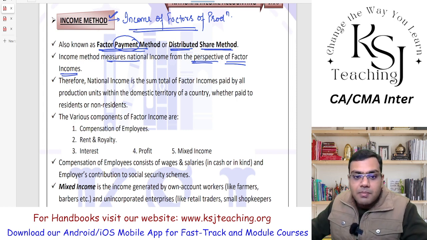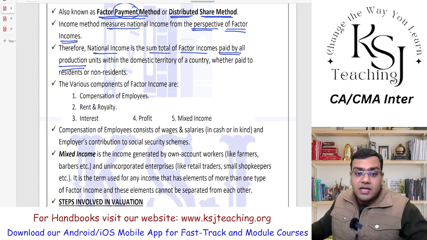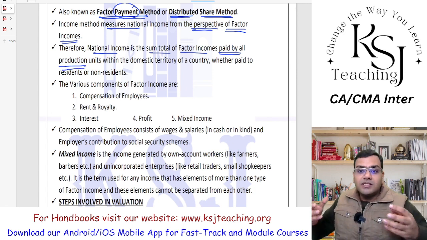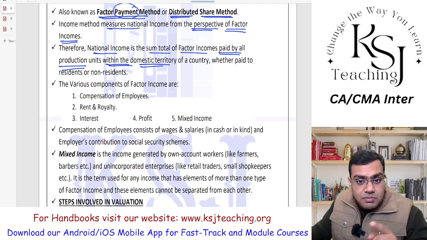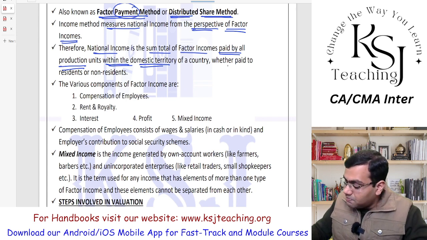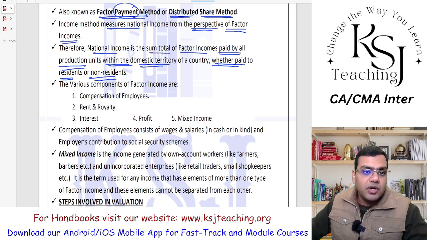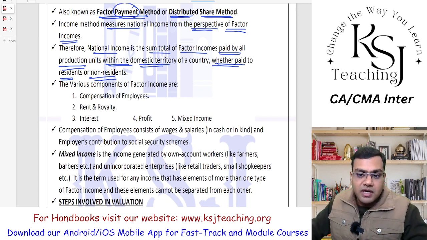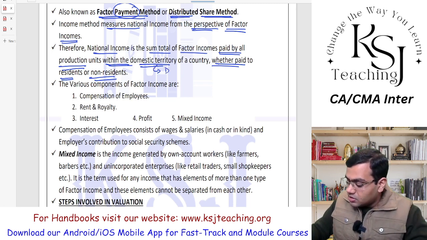Land, labor, capital, entrepreneurship. Therefore, the national income is the sum total of the factor income paid by all the production units. Who is paying that income? The production units are paying that. And who is receiving that? The factors of production. The payment should be made within the domestic territory of a country, whether paid to residents or non-residents. Clear? So this factor income, which is being paid by the production units within the domestic territory of a country, means this is a domestic concept, not a national concept, right? Domestic concept.